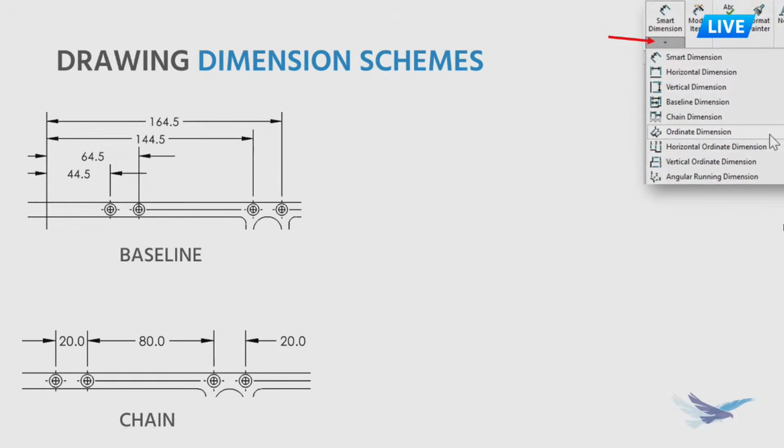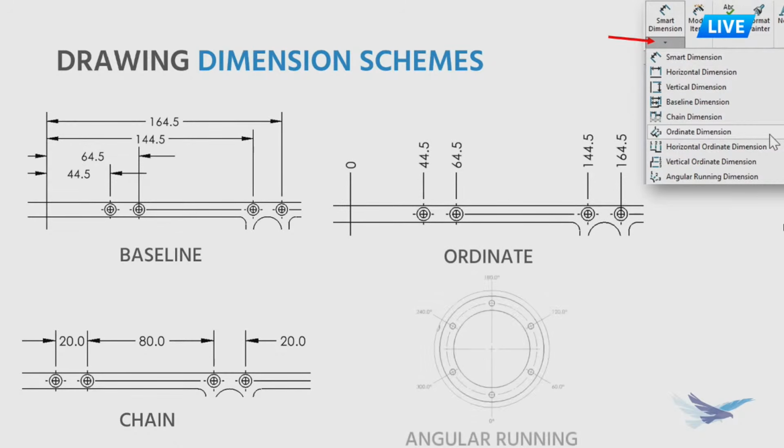So just remember that under Smart Dimension, we use Smart Dimension a lot, and it does probably 90–95% of what we want. But if you click that little pull-down arrow, you'll access a variety of different dimension types, such as Ordinate Dimensions, and newer ones like Angular Running Dimensions, which is similar to Ordinate, but for a revolved shape or hole pattern like this. So Ordinate Dimensions have the benefits of baseline in terms of not having a tolerance stack up. It's basically equivalent to baseline dimensioning, but in a more visually compact way.